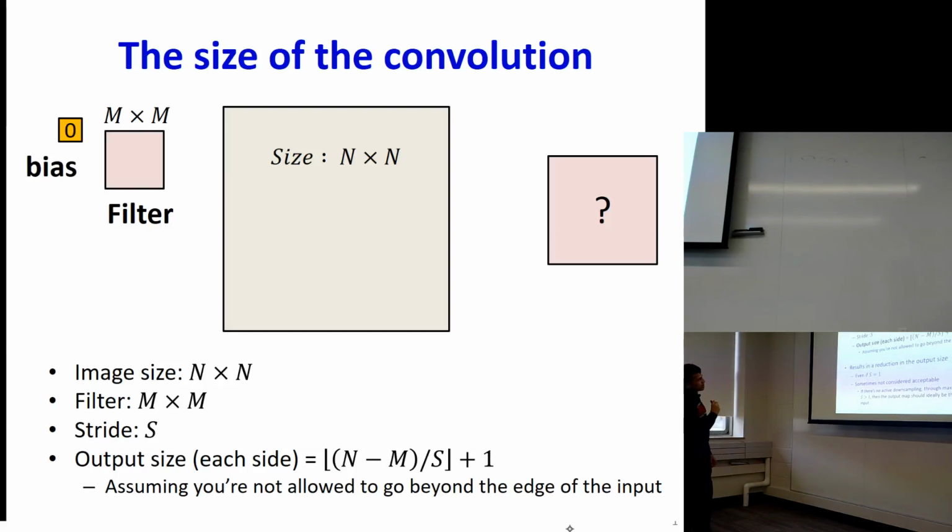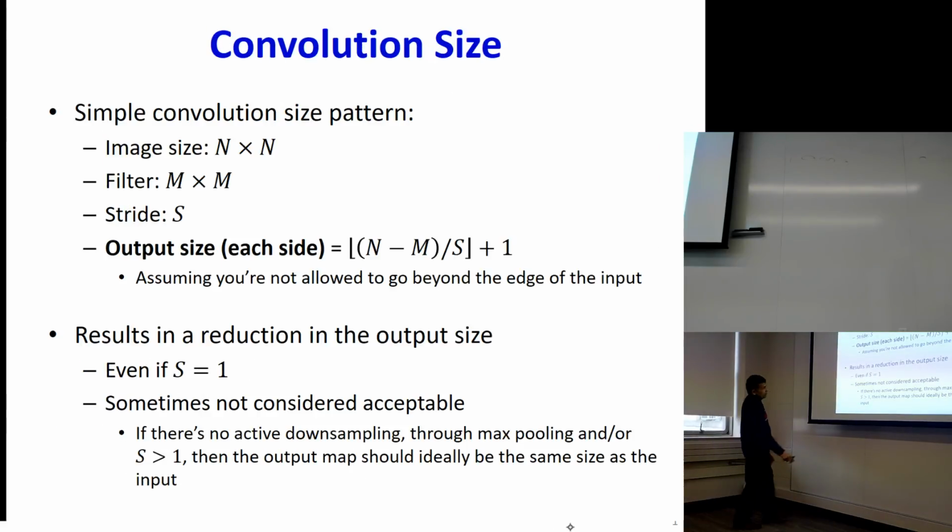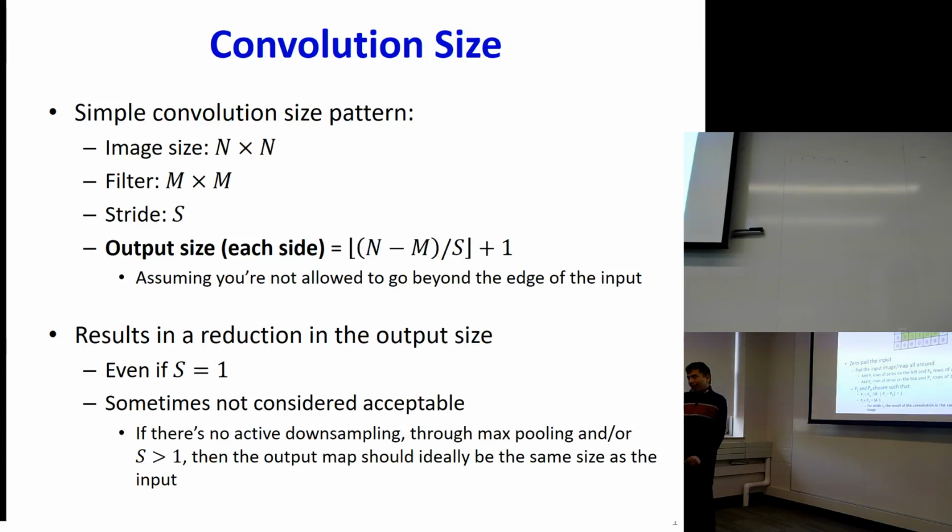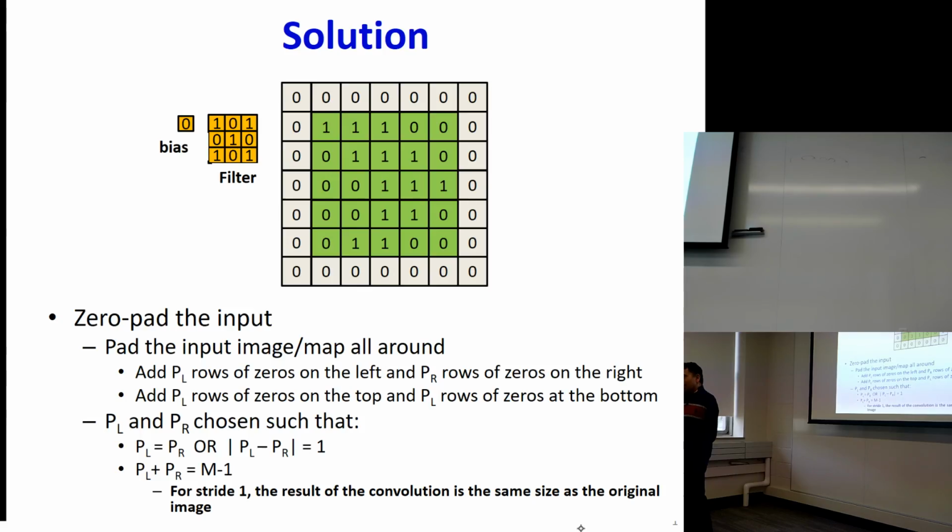Now, this results in a reduction in the output size even if s is 1, and sometimes people don't consider it acceptable because when you're not actively downsampling, you like the image not to become smaller. So there's a standard trick that you would apply. You pad zeros all around so that when you scan it, the result is still the same size as the green patch. And how many zeros would you pad? You're going to pad as many columns as required, and you're going to try to make it symmetric.